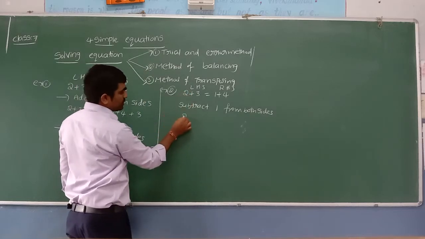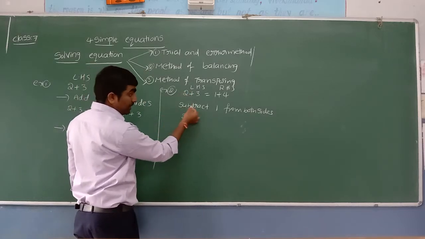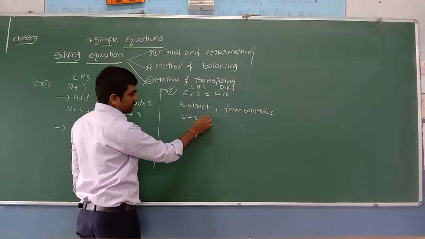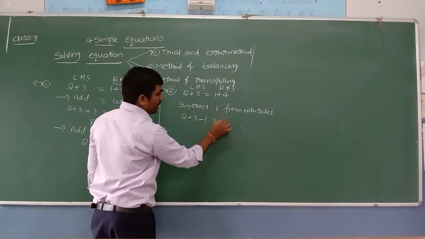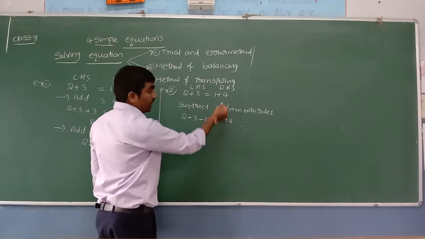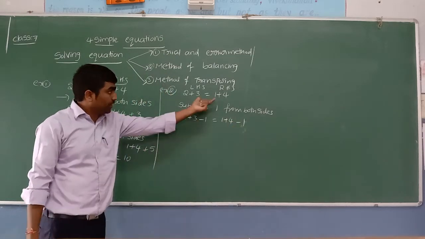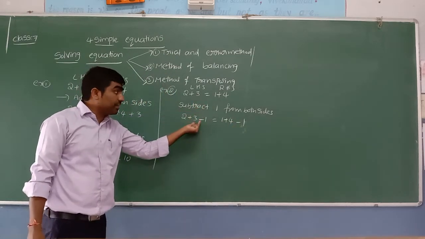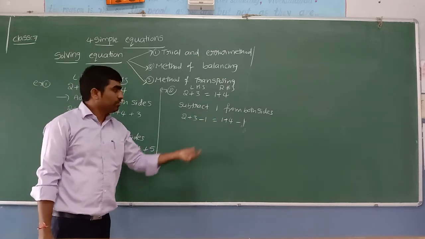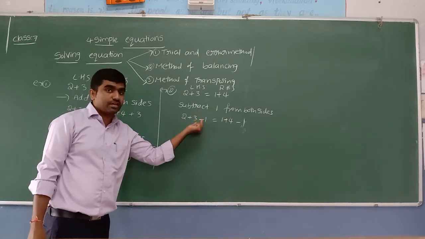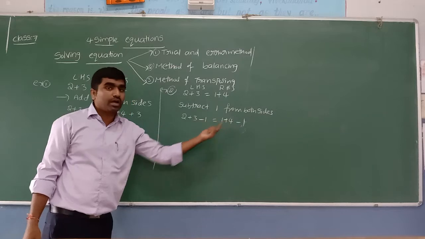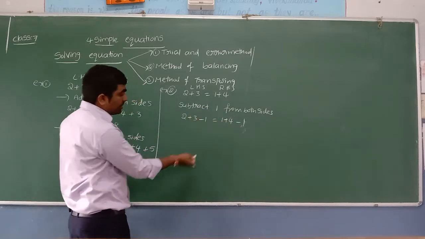What is LHS? 2 plus 3. Subtract 1 from LHS is equal to, what is RHS? 1 plus 4. Even from RHS also subtract 1. We are taking one true statement and we are subtracting the same number from both sides. Now let's see the results.